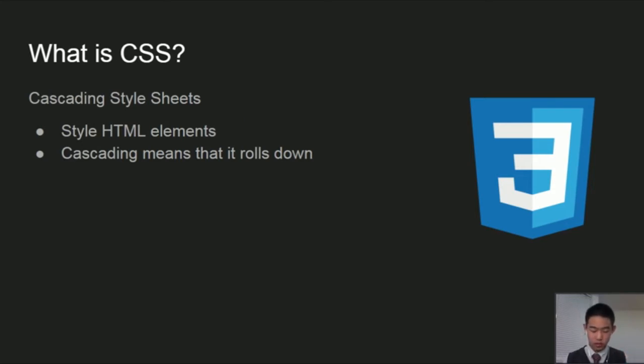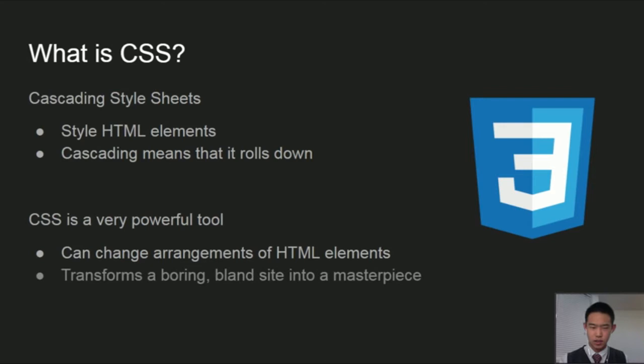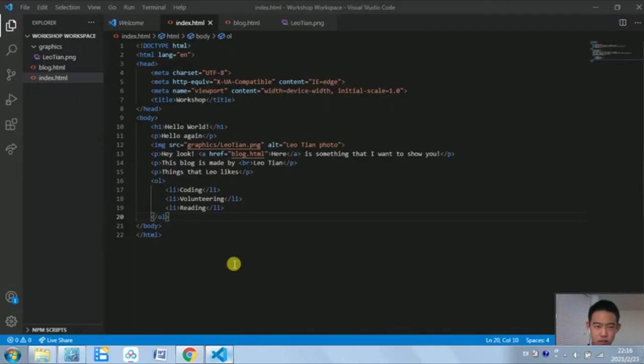So the child is the element inside the tag, and the parent is the tag that an element is in, with live examples coming up. CSS is a very powerful tool because it can also change the arrangements of HTML elements, and it transforms boring, bland sites like what we just coded into an absolute masterpiece. Although that's probably not going to be a one-step process. It's going to take a lot of work. So, heading back to our file.